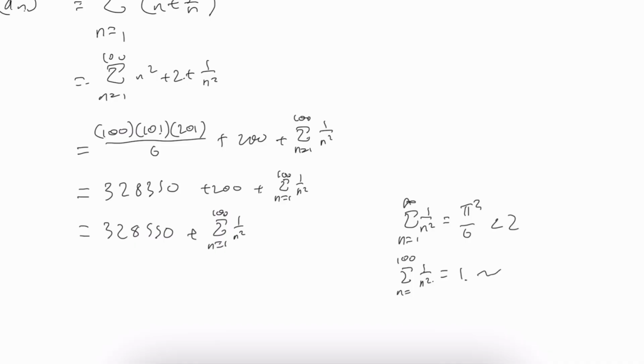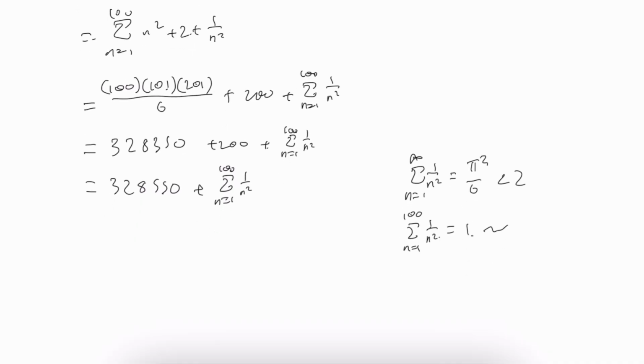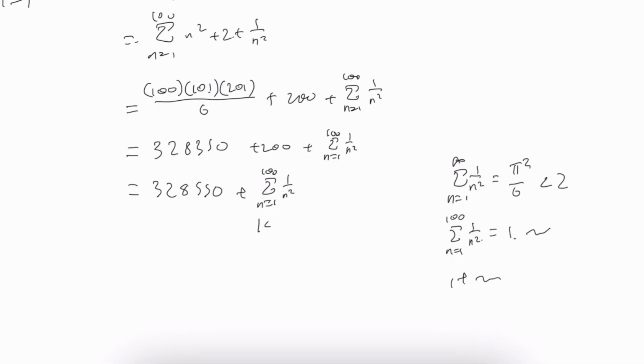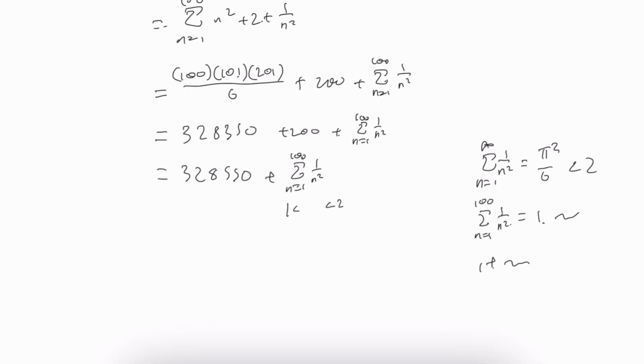Because right, we have this is 1 over 1 squared plus 1 over 2 squared, and in particular this is 1, right? So we have 1 plus some other stuff, and so that means this is between 1 and 2, and so the greatest integer less than this is 328,551, and that's the answer.